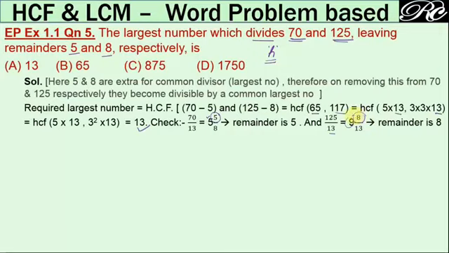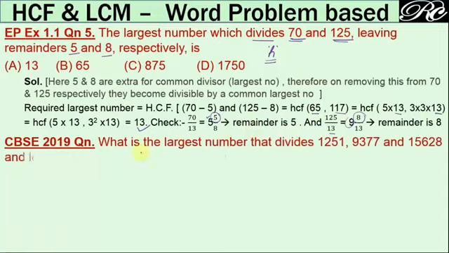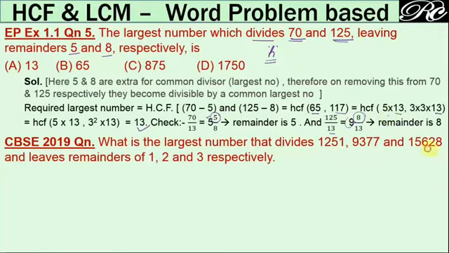Hence 13 is correct. Let us go for another question. This question was asked in 2019. What is the largest number that divides 1251, 9377 and 15,628 and leaves remainder 1, 2, 3? Means here in the first number 1 is extra, in the second number 2 is extra, and in the third number 3 is extra.